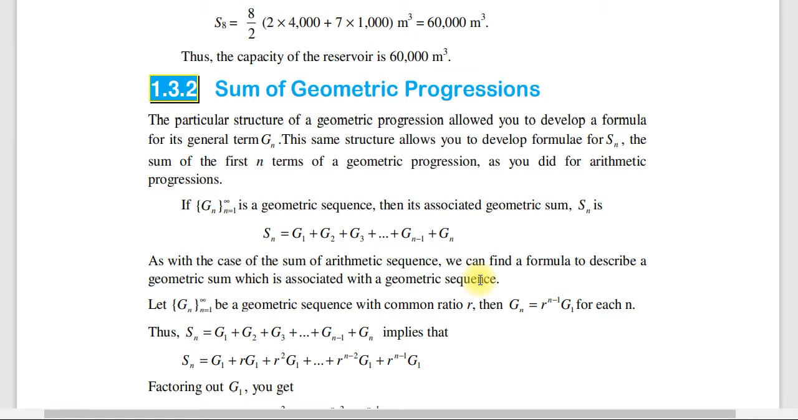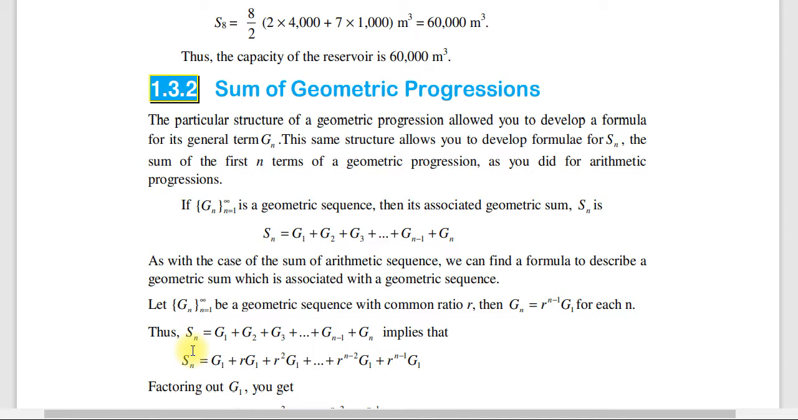Now, just as we found an arithmetic sum for an arithmetic sequence, we need to find a geometric sum for a geometric sequence. Let Gn, n starts from 1, be a geometric sequence with a common ratio r. Then Gn is r to the power of n minus 1 times G1, as is known. The general term is needed like this, as we saw above.